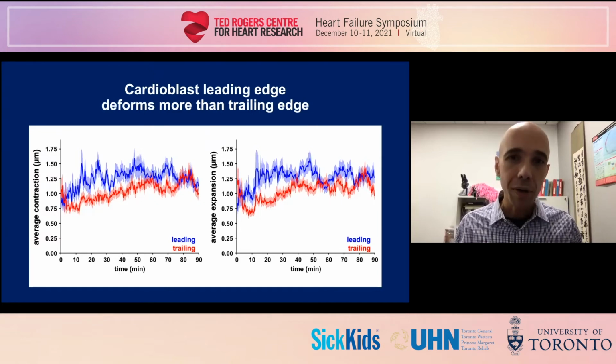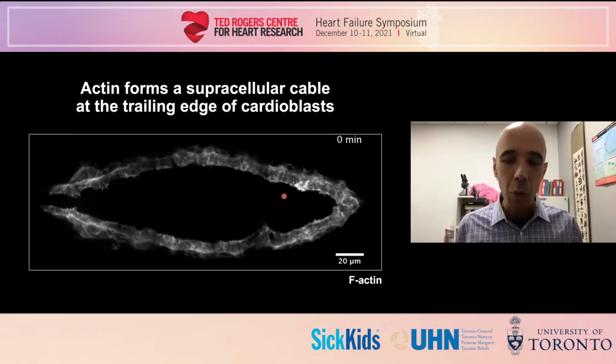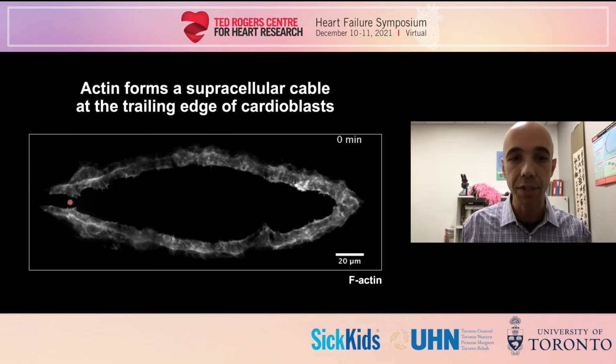Now, we were curious about what would be the molecular machinery responsible for this stiffening of the trailing edge. And to investigate that, we decided to look at the actin cytoskeleton because actin networks can change the material properties of cell surfaces. Now, what you have here is an embryo expressing a fluorescent reporter for actin in the heart. Anterior is to the left.